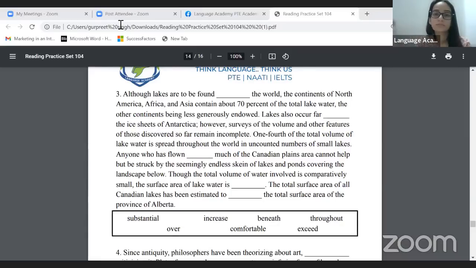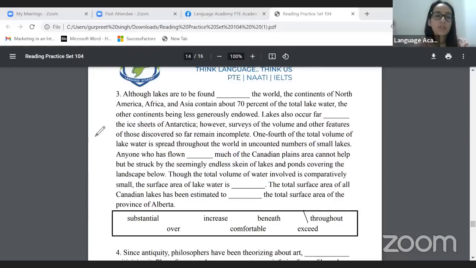Very good question. So this says, although lakes are to be found dash the world. Now we all know that lakes are found everywhere in the world. So any word that can mean everywhere is throughout. Throughout is when we don't want to emphasize one particular area or country or city. Then we say throughout means everywhere basically. And Asia contains about 70% of the total lake water, the other continents being less generously endowed. Lakes also occur far dash the ice sheets of Antarctica.